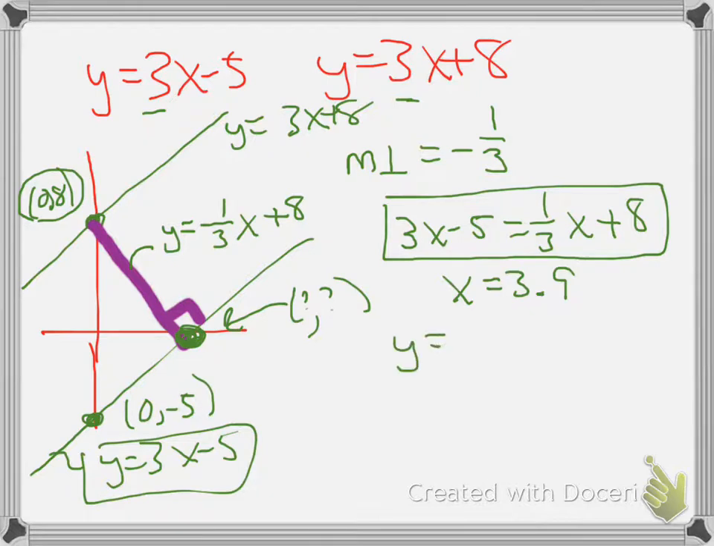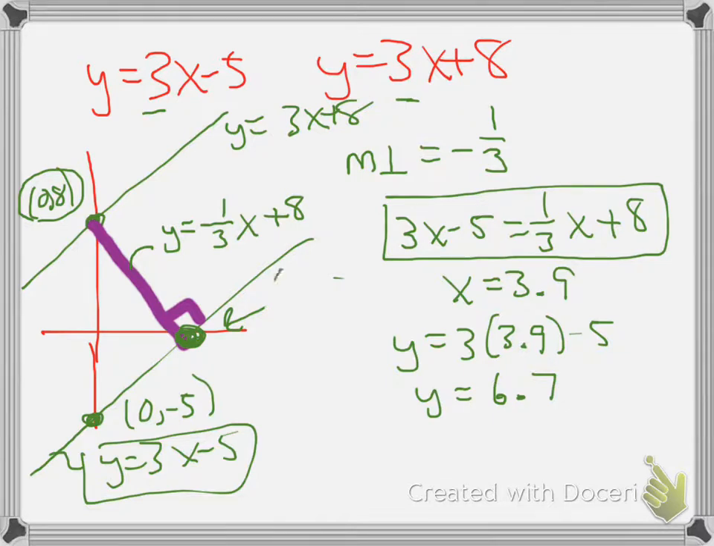So y equals 3 times x, which is 3.9, minus 5. That gives us y is equal to 6.7. Okay, so I know the coordinates of this point down here now. The coordinates of that point are 3.9 for x, 6.7 for y. Okay, I'm going to get a clean page and finish the problem then.